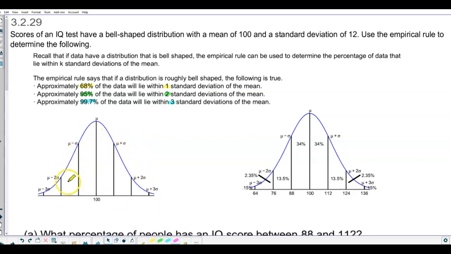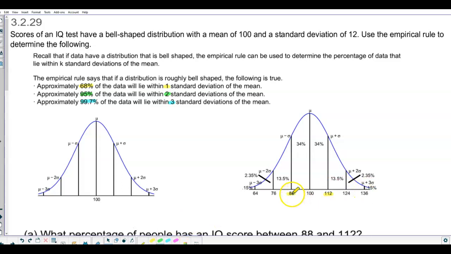So here's our bell curve. We have 100, which is our mean. This is one standard deviation below the mean and one standard deviation above the mean. So if we add 12 to the 100, which is this standard deviation, we're going to get 112 over here. If we subtract 12, we get 88.